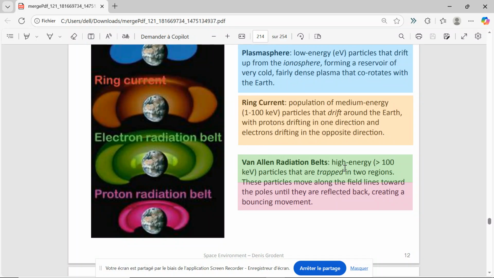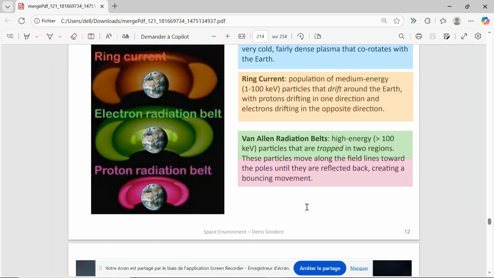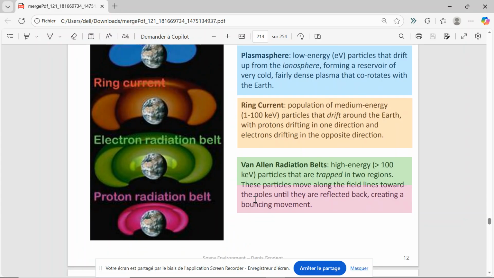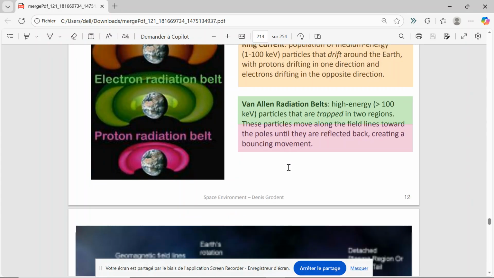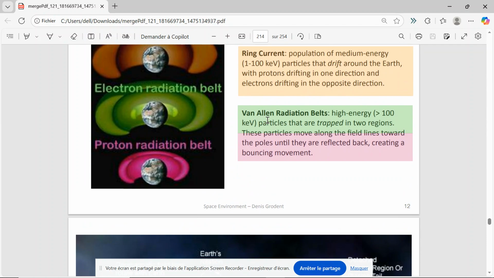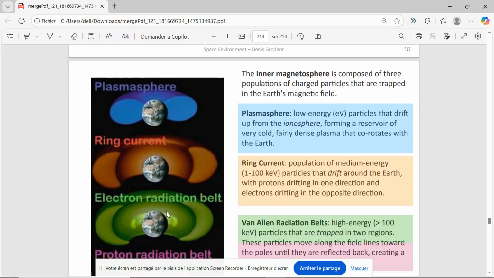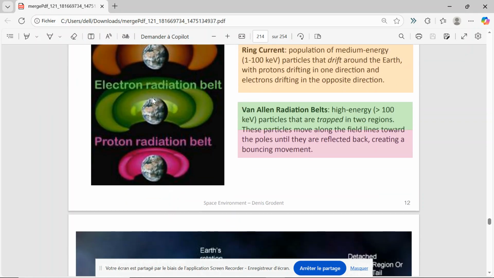You got the electron radiation belt, particles that are trapped in two regions. These particles move along the field line towards the pole until they are reflected back, creating the bouncing movements, that we will be able to explain later on. We'll have the definition of the loss cone. We talked about it: if the angle is low enough and it allows the particles to travel and not be bouncing, they can enter the Earth sometimes. So, radiation belts, electron one and proton one.